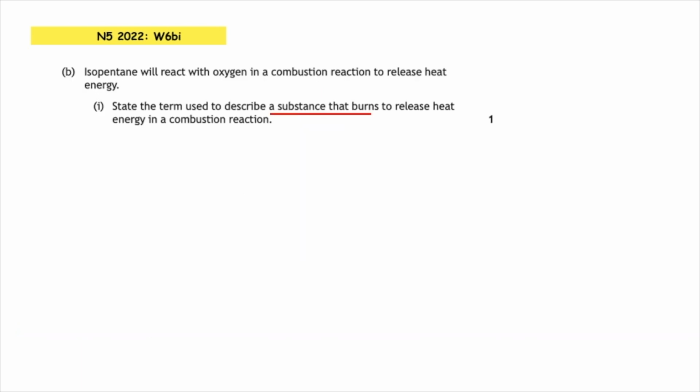6B part 1. State the name used to describe a substance that burns to release heat energy in a combustion reaction. So we can see that it's asking to describe the substance that burns, and that is a fuel.